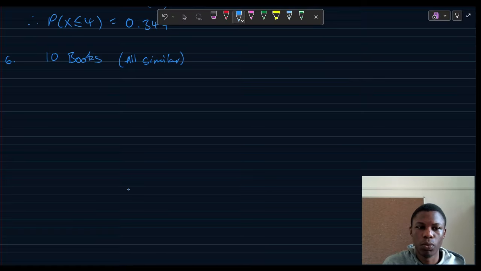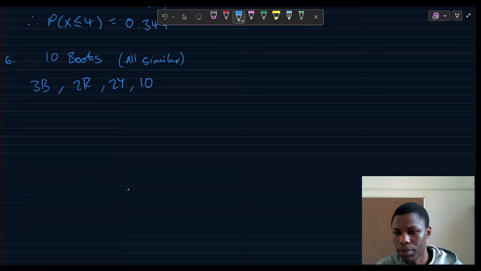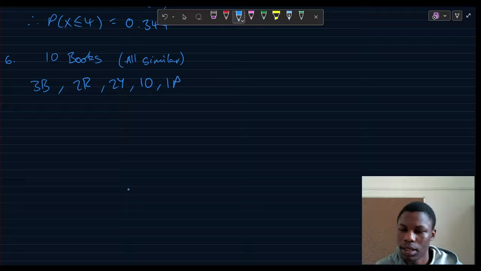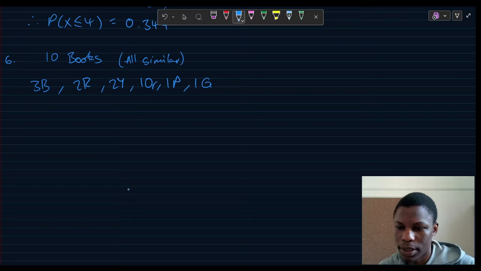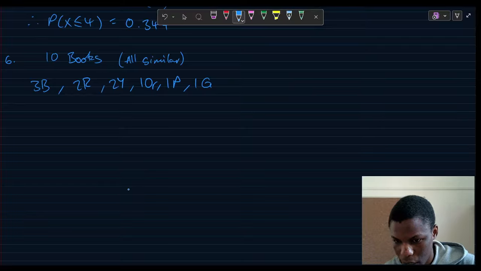There are 3 blue books, 2 red books, 2 yellow books, 1 orange book, 1 purple book, 1 green book. I don't want that to look like a 0, so I'll just write OR. 1 purple book, 1 green book. Okay. 3 plus 2, 5, 7, 8, 9, 10. That's fine. Alisa places the books in a row on her shelf.